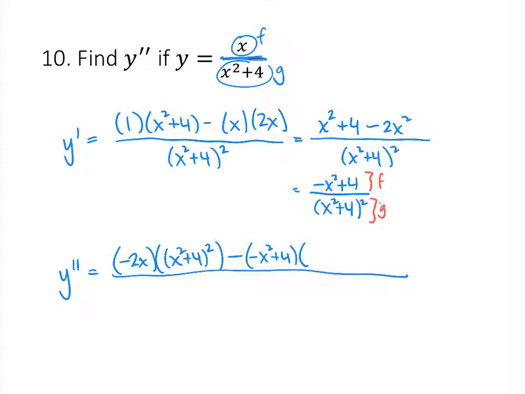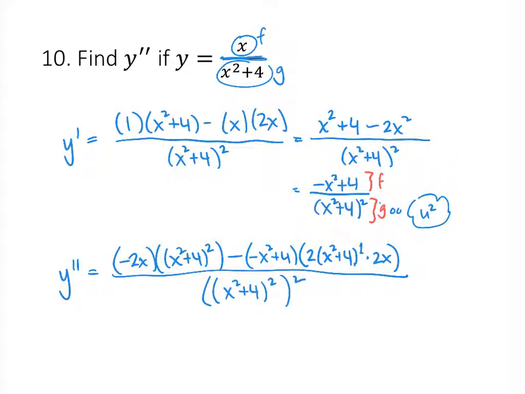Now the derivative of the bottom is going to require the chain rule. (X squared plus 4) squared, think of that as u squared. So that'll be 2 times (x squared plus 4) to the first power, multiplied by the derivative of x squared plus 4, which is 2x. So that's my g prime. And then finally I divide by g squared, so that'll be ((x squared plus 4) squared) squared.